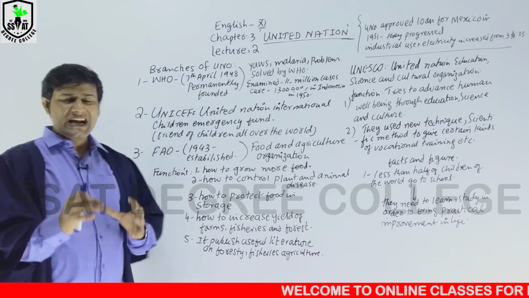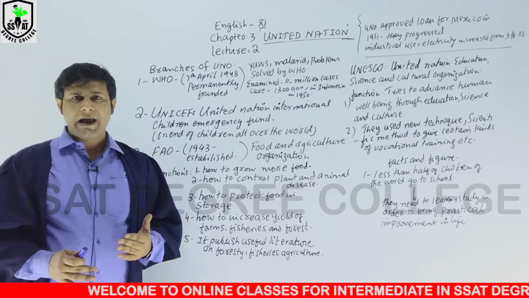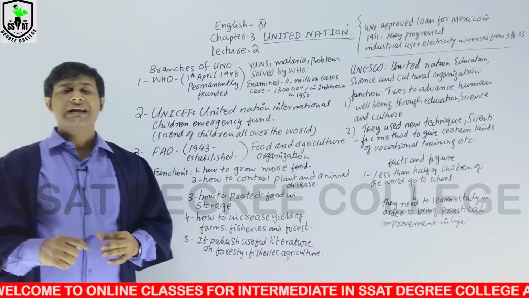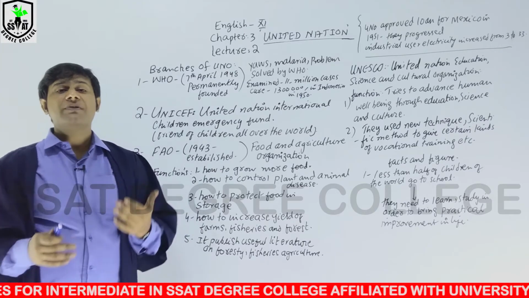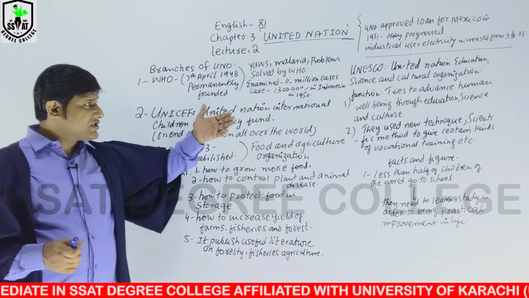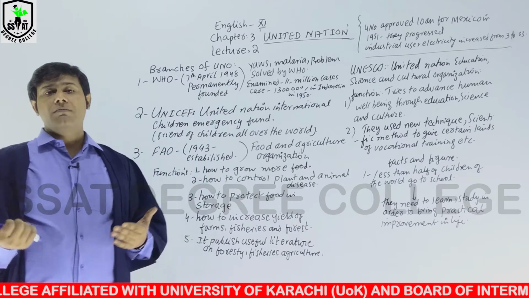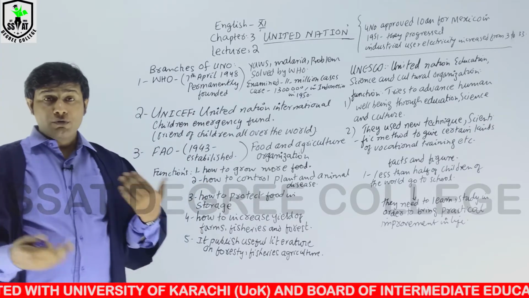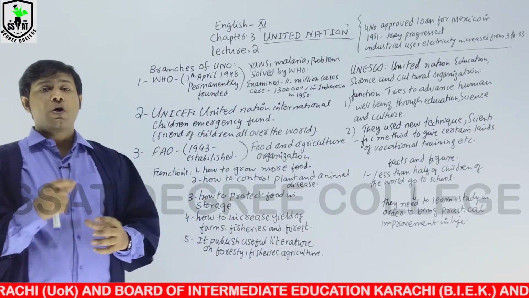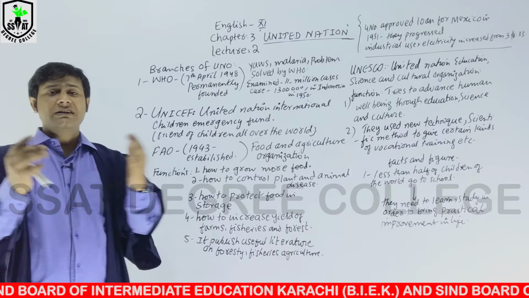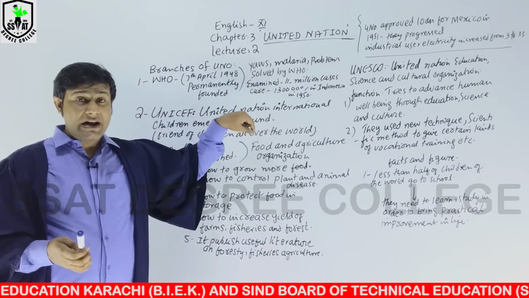So I have explained these branches, the differences between the General Assembly and the Security Council, the formation and establishment of the UNO after the Second World War, and the aim of the UNO: how to solve the problem of war, how to prevent war among the different nations of the world, and how to solve little quarrels among the nations.